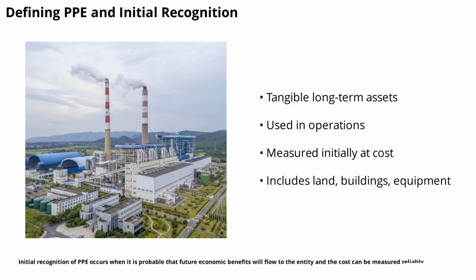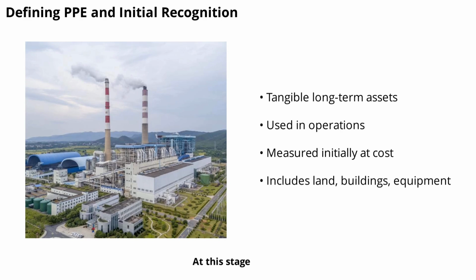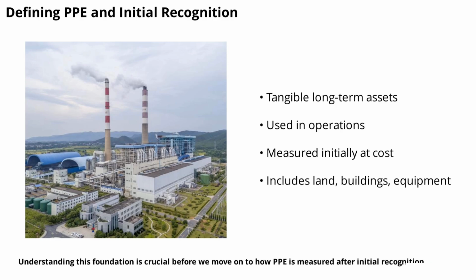Initial recognition of PPE occurs when it is probable that future economic benefits will flow to the entity, and the cost can be measured reliably. At this stage, assets are measured at cost, which includes purchase price, directly attributable costs, and any dismantling or restoration costs. Understanding this foundation is crucial before we move on to how PPE is measured after initial recognition.